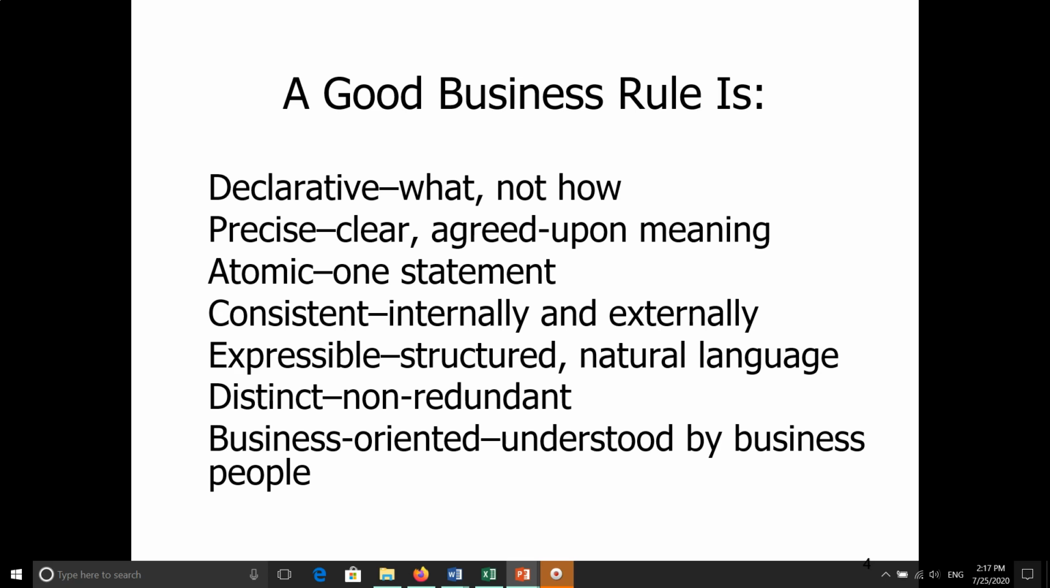And they must be expressible. They have to be stated in natural language so that people can understand it. They have to be distinct, non-redundant. You cannot have repetitive business rules. And they have to be business-oriented so that they can be understood by business people. They are not stated in technical terms.